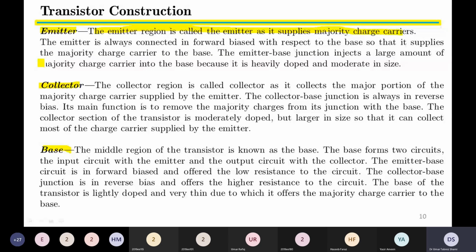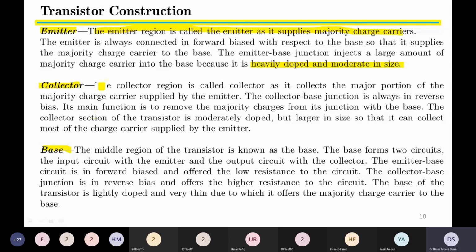This is very important, and we will look at this statement that the emitter is heavily doped and moderate in size. So the function of the emitter is that it will always inject majority charge carriers into the base. This is the purpose of the emitter. This is the working of the emitter. This is why we are using an emitter, that the emitter will emit or inject charge carriers into the base.